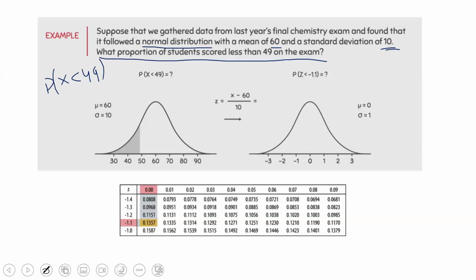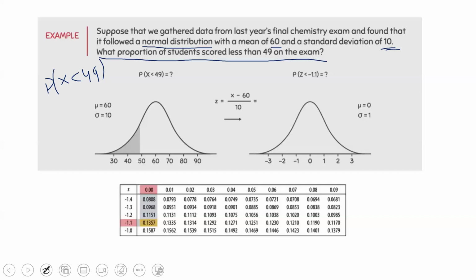What is the random variable here? The random variable is just the chemistry exam marks of the students. They can take any value from 0 to 100, right? So now we want to calculate the probability of a student getting less than 49%.